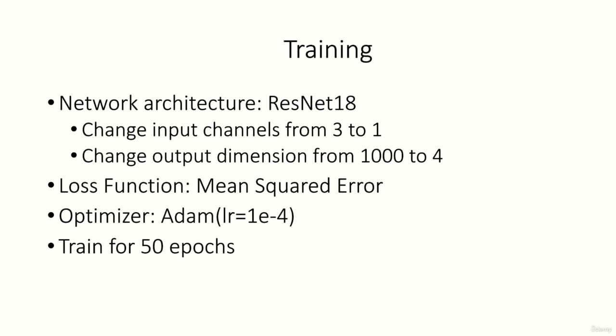We use the mean squared error or L2 loss as loss function and the Adam optimizer with an initial learning rate of 1e-4 to train the model for 50 epochs.